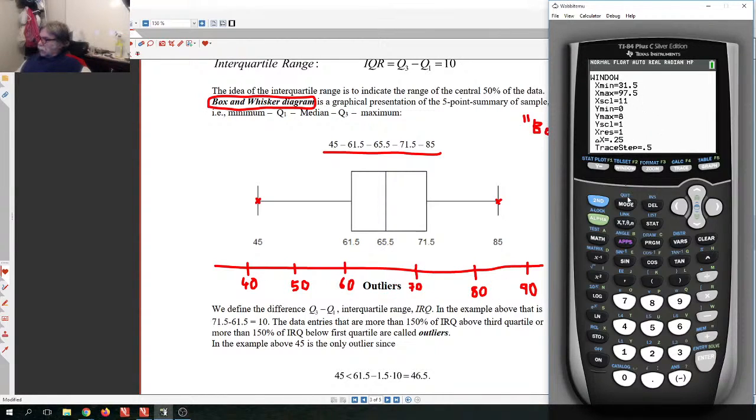So maybe the X minimum should be 45, which is the smallest thing in the sample. It should probably be 40 to make it nicer. And the maximum should probably be 90, or maybe 100 is okay. I don't know. The scale is not really needed. I am going to use a scale of 5. I want to have 40, 45, 50, 55. Those are notches on the bottom of the box plot. This is different than a histogram, so it's not the same story. So I think it's going to look a little nicer here.